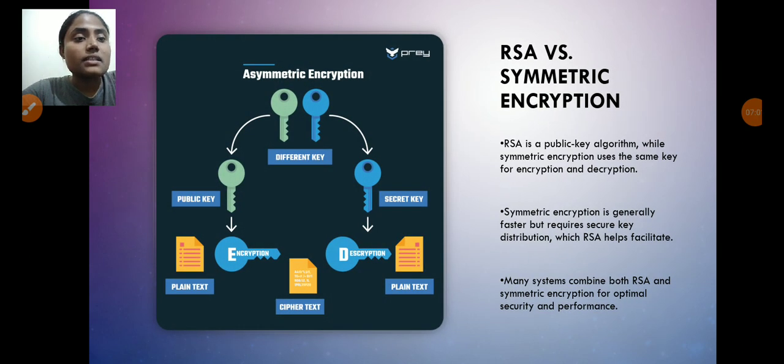RSA versus symmetric encryption. RSA is a public key algorithm, while symmetric encryption uses the same key for encryption and decryption. Symmetric encryption is generally faster but requires secure key distribution, which RSA helps facilitate. Many systems combine both RSA and symmetric encryption for optimal security and performance.